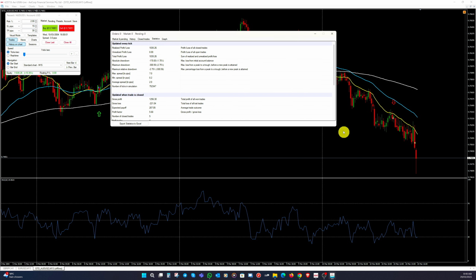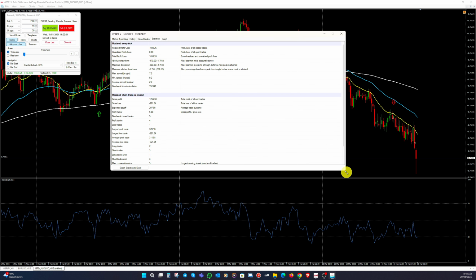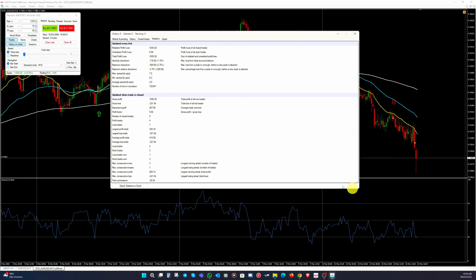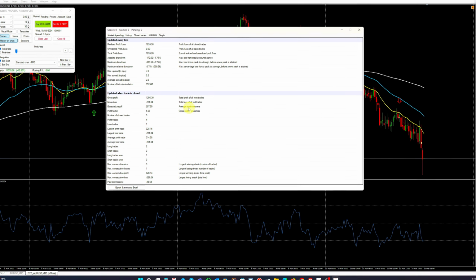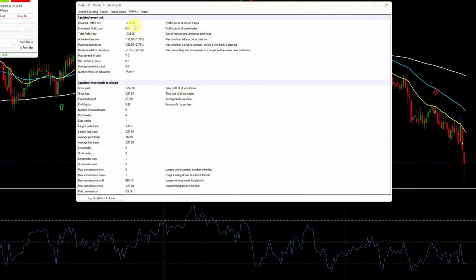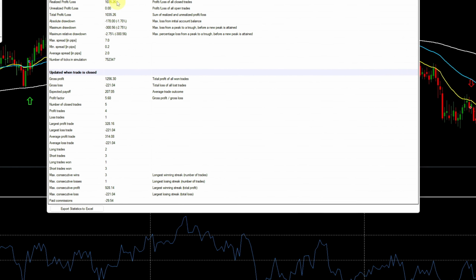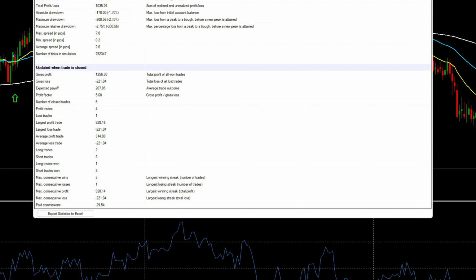And let's have a look at the statistics, see what the numbers say. I know it's going to be good anyway, so let's have a look. Our profit target was reached, $1,000 profit on a 10k account. We've got relative drawdown 2.75%, that was our maximum, so that's fine. Number of closed trades is 5, number of profiting trades is 4.